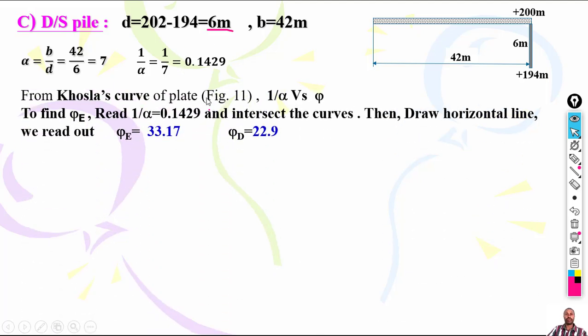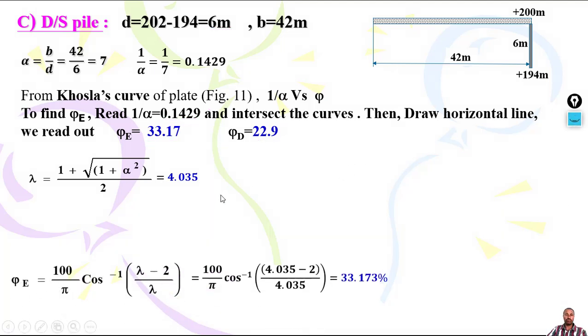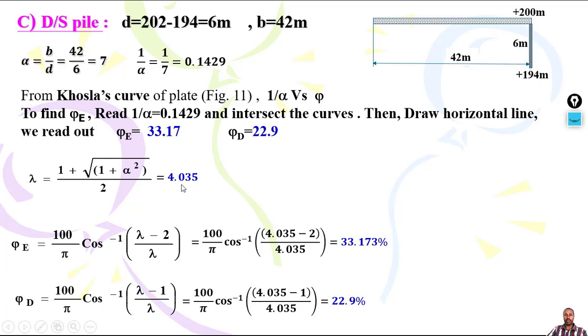I have shown you the curve. You read out 1 over alpha, which is this one, 0.1429. Then you will intersect these values. Finally, phi E and phi D will be known from Khosla's chart. So let's use the empirical equation now. For the empirical equation, lambda, you have these results. And finally, you have phi E, which is 100 over pi cos inverse of this. You read out this value, and phi D will be this one.